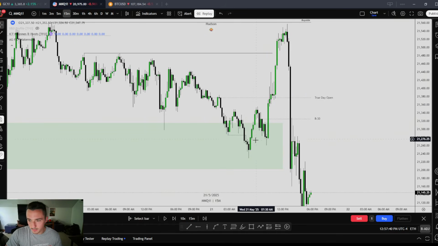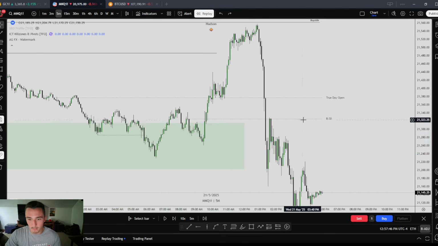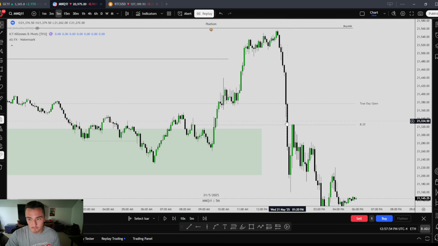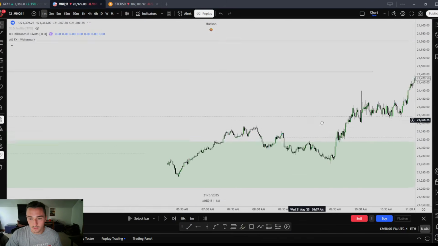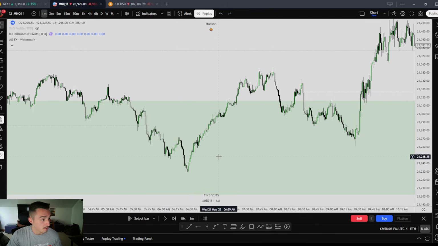But what happens from here? Taps into this BPR, expansion higher, right? My bias is bullish. Why? Because we ran that bearish 15-minute fair value gap with bullish fair value gaps, right? That's it. What happens here? Comes down, sweeps this low, expansion higher, all right? Also, the other thing you can do is, what PD array is this? 15-minute.